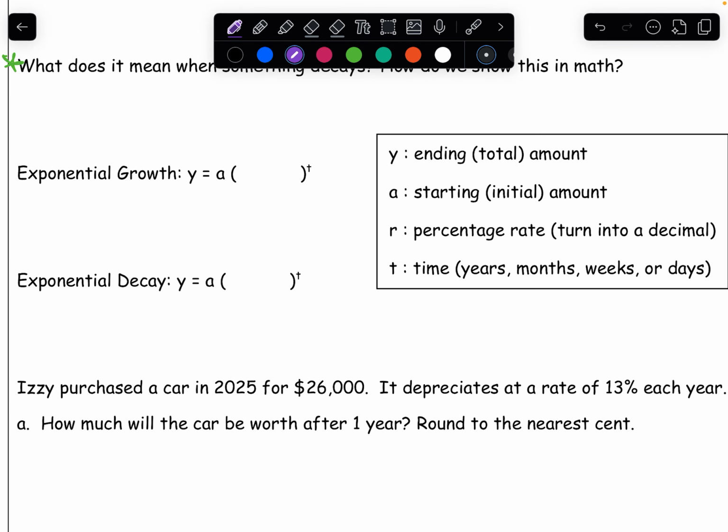Our formula for exponential growth is 1 plus r. Now, r is your rate. We do have to turn it into a decimal because it'll be given to you as a percentage.